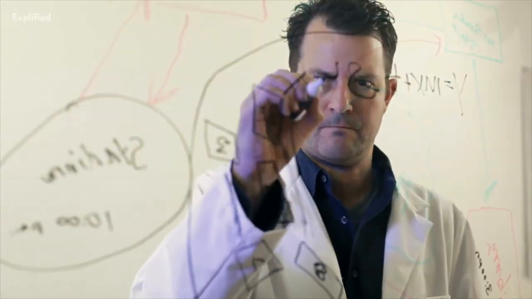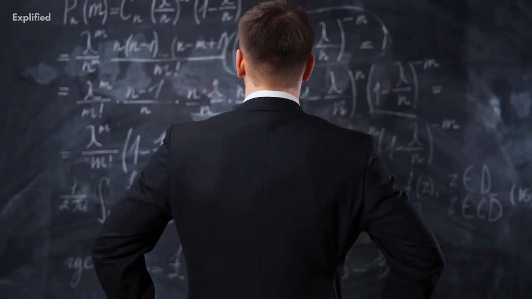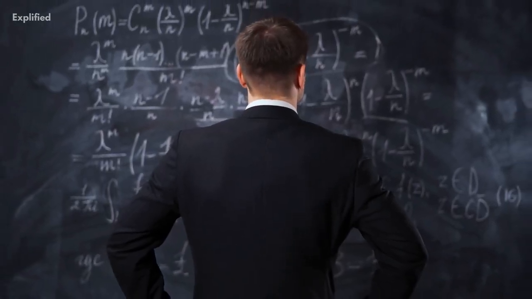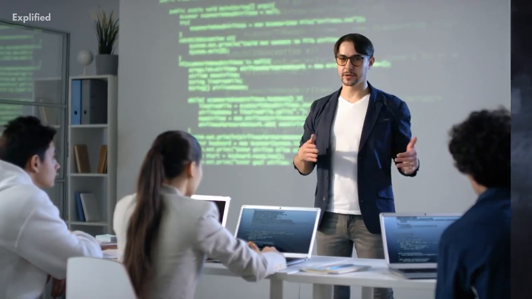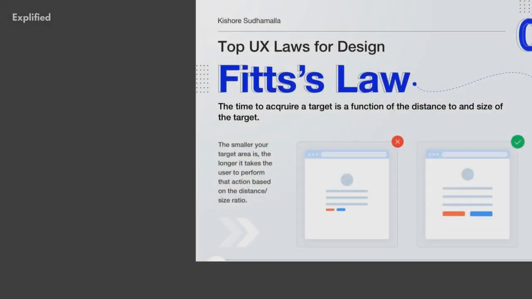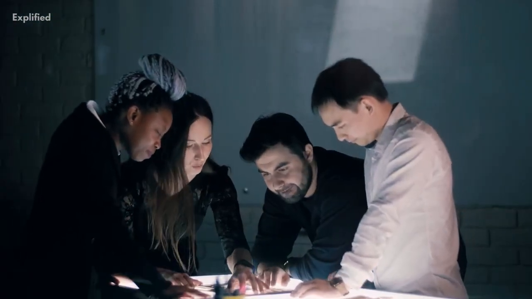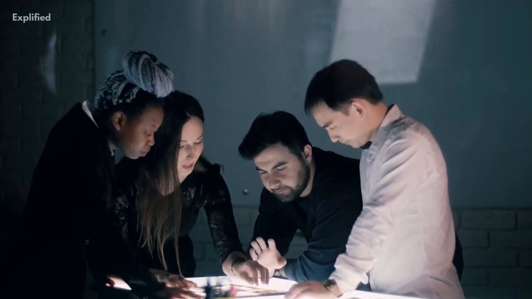Fitts's law has been mathematically defined in a variety of ways, but its predictions are constant throughout the many mathematical representations. Fitts's law argues, at its most basic level, that the larger and closer an item is to us, the simpler it will be for us to reach it. Isn't it very self-evident? The implementation of Fitts's law, however, is critical.